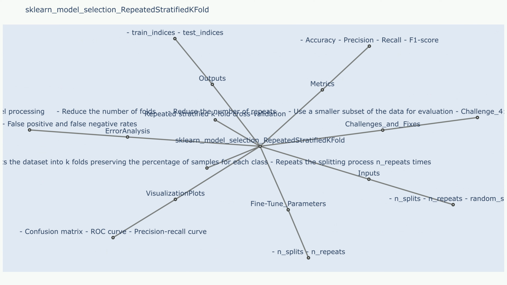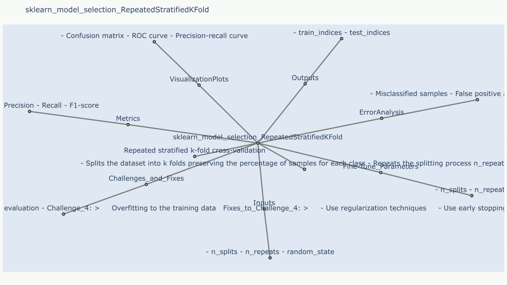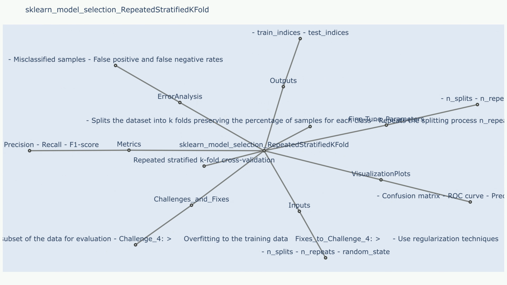Metrics: accuracy: a measure of how often the model correctly predicts the class label. Precision: the proportion of correctly predicted positive instances out of all instances predicted as positive. Recall: the proportion of correctly predicted positive instances out of all actual positive instances. F1 score: the harmonic mean of precision and recall, providing a balanced measure of model performance. ROC AUC: area under the receiver operating characteristic curve, indicating the model's ability to distinguish between classes.